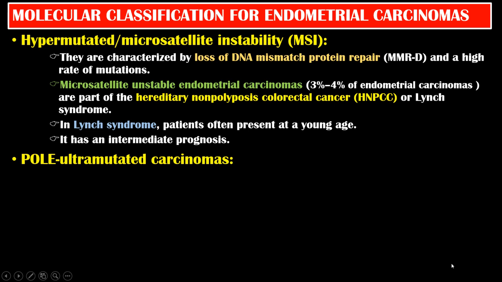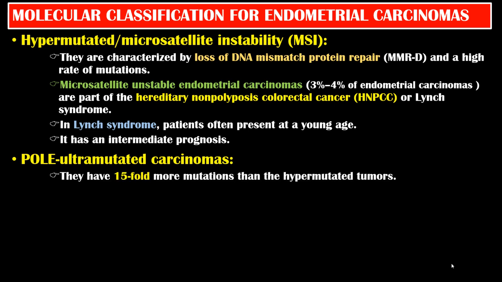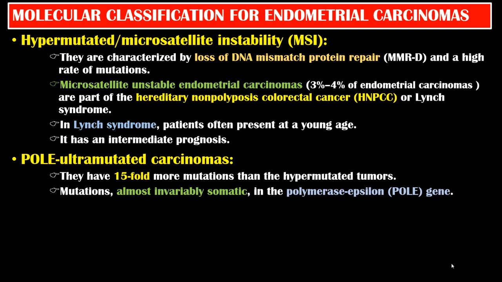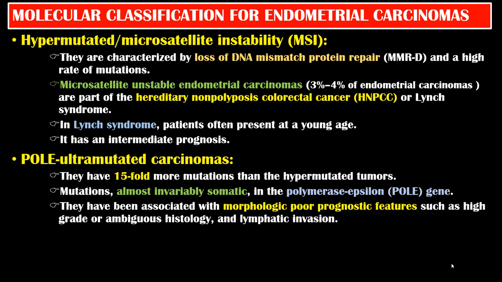POL ultramutated carcinomas. They have 15-fold more mutations than the hypermutated tumors. Mutations are almost invariably somatic in the polymerase epsilon gene. They have been associated with morphologic poor prognostic features such as high-grade or ambiguous histology and lymphatic invasion.